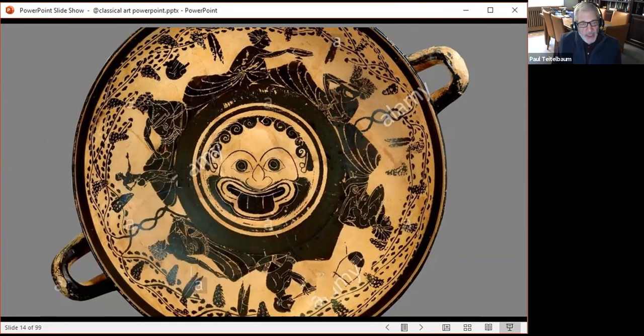Zeus often lends his aegis to Athena, and she uses it to great effect to terrorize her opponents. And we see it very frequently, almost all the time, in depictions of Athena.